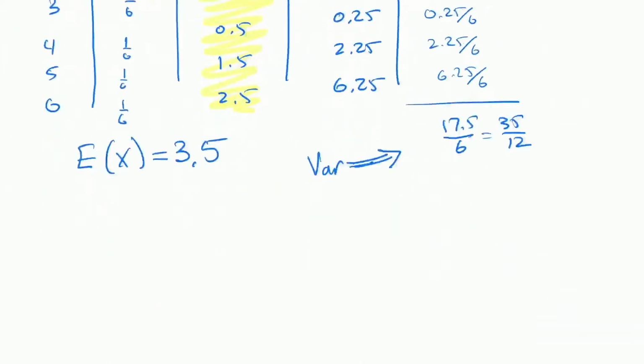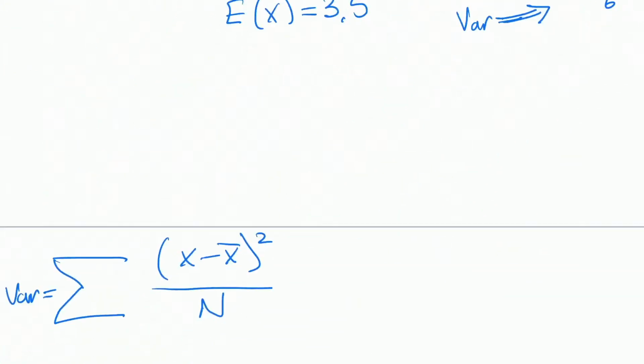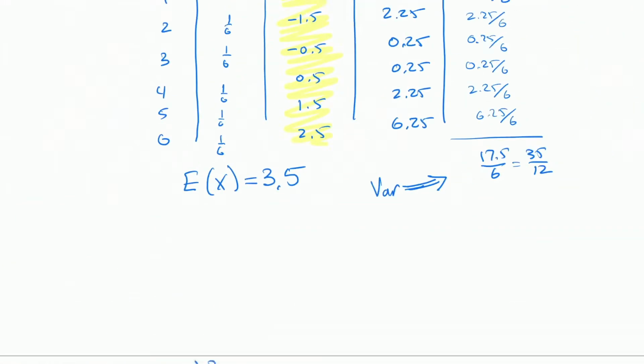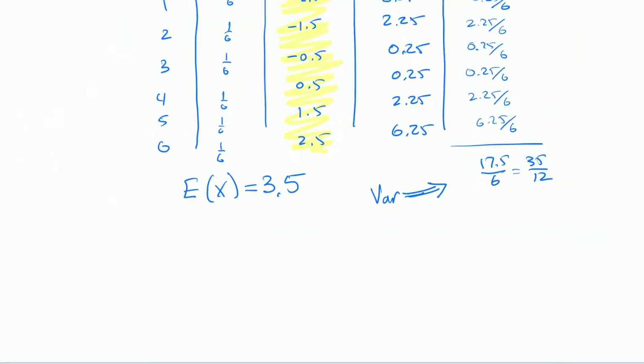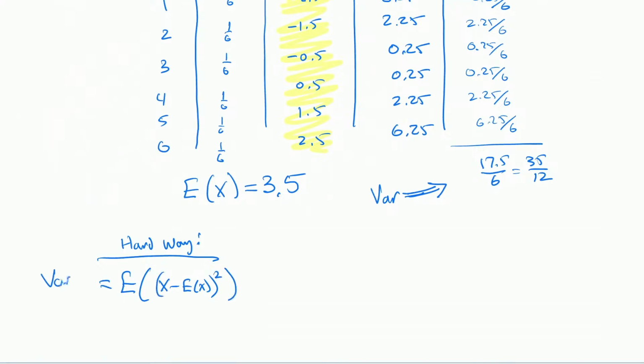Let me write this down here. I'll just write the formula. So this is the hard way: you do the expected value of x minus E of x, squared. And that's the variance.